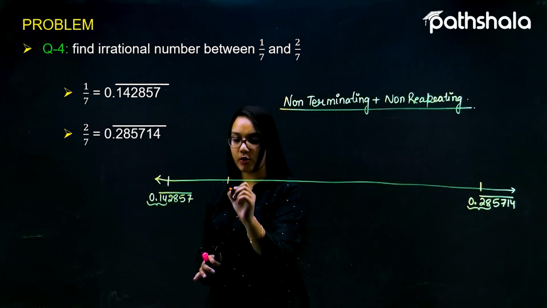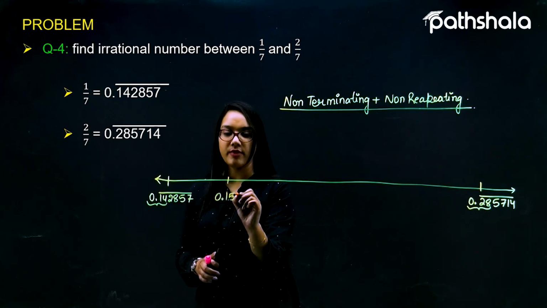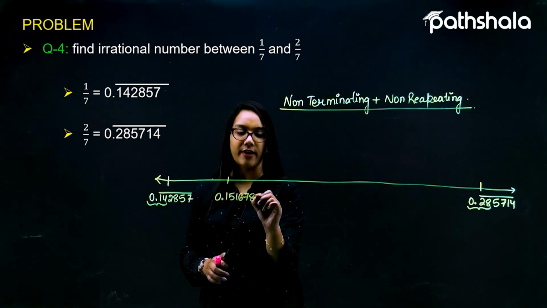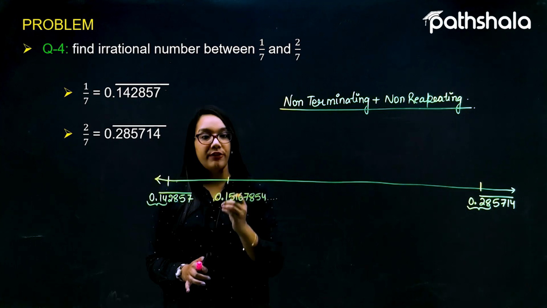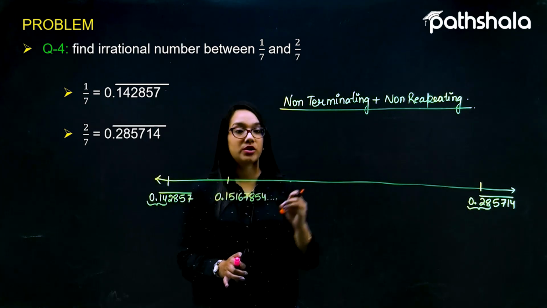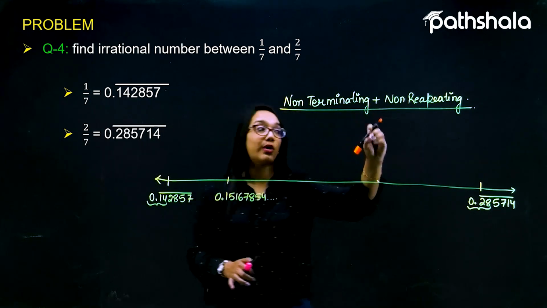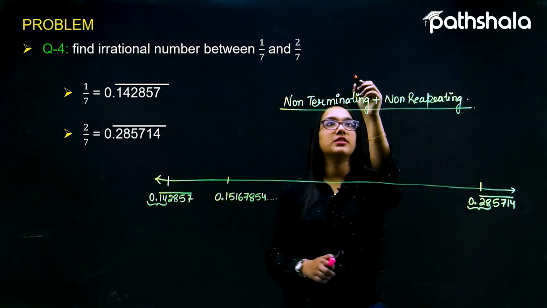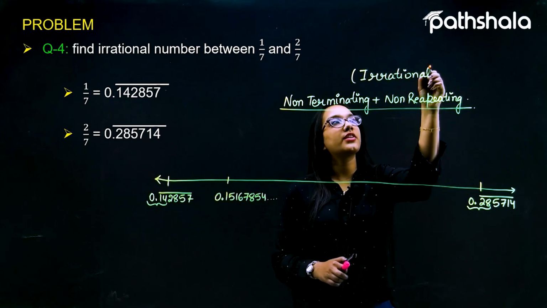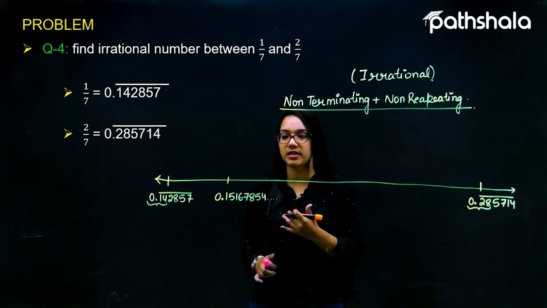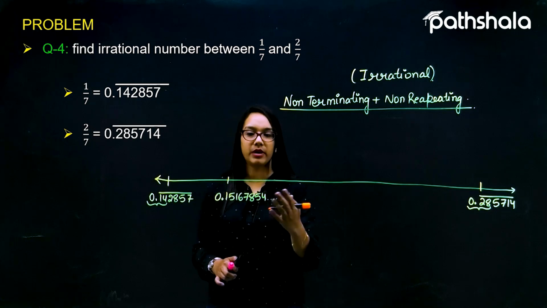So let us suppose I am talking about a number which is 0.15167854. You can take any number whichever you want, but definitely take a number which is non-terminating and non-repeating, because such numbers are called irrational numbers. So the very first irrational number that I have formed is 0.15167854. You can make any number you want.